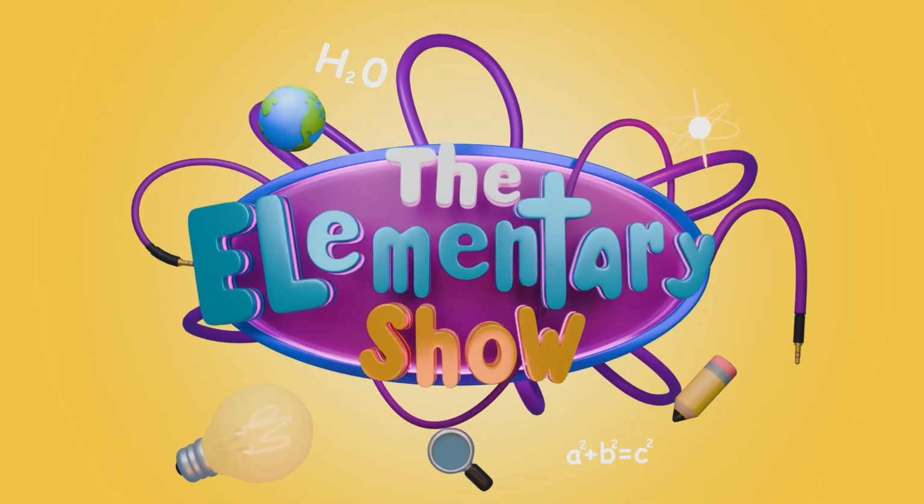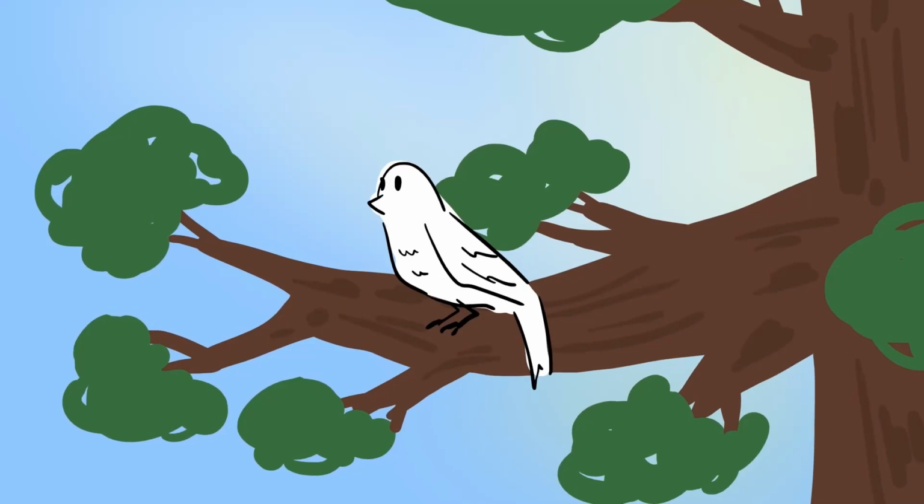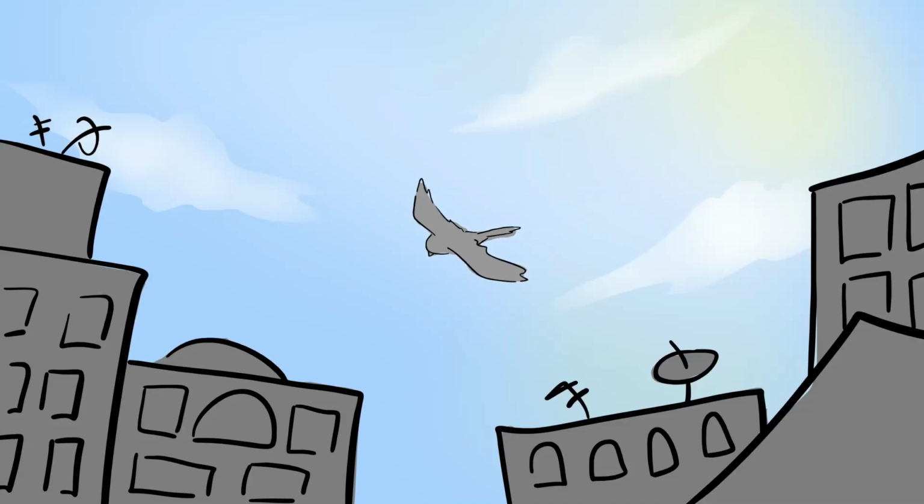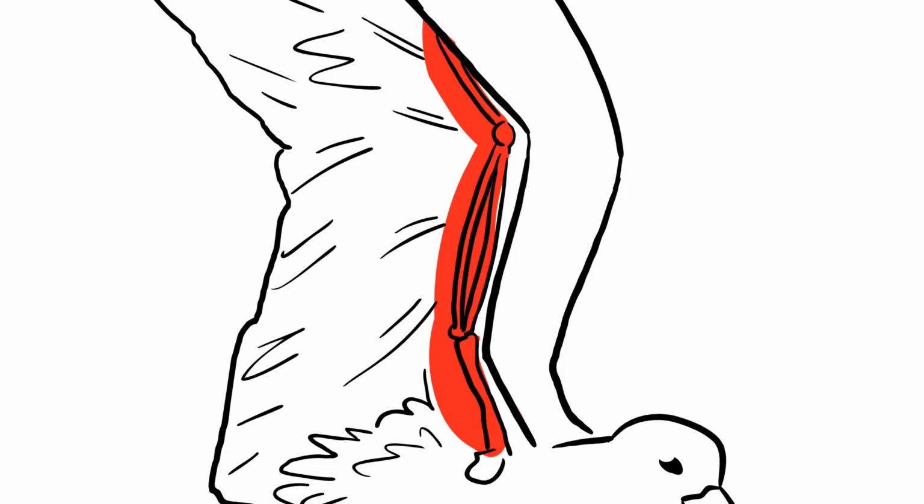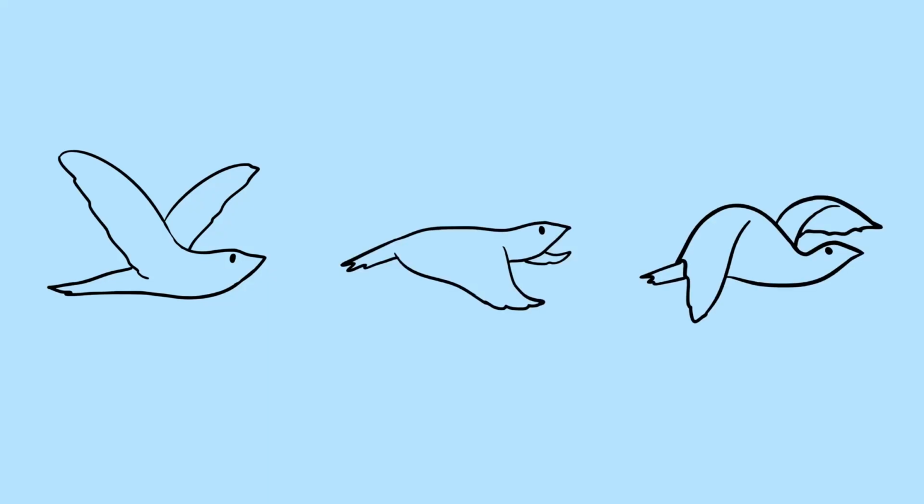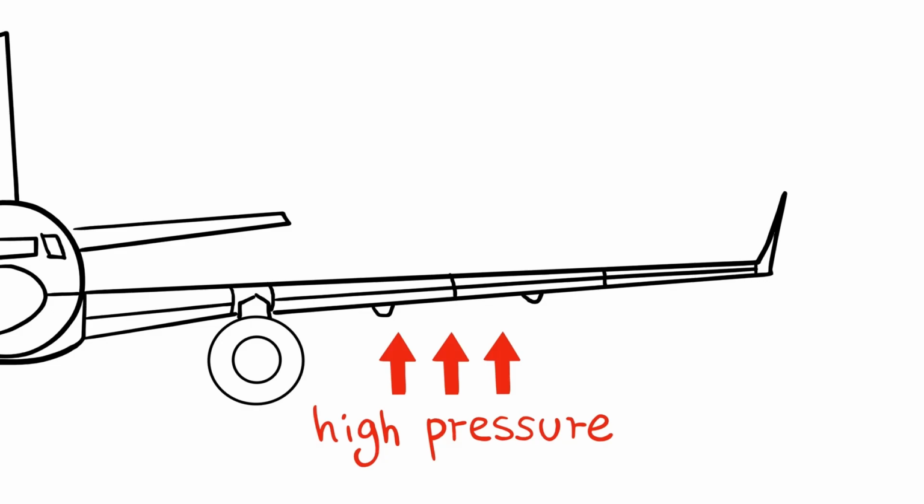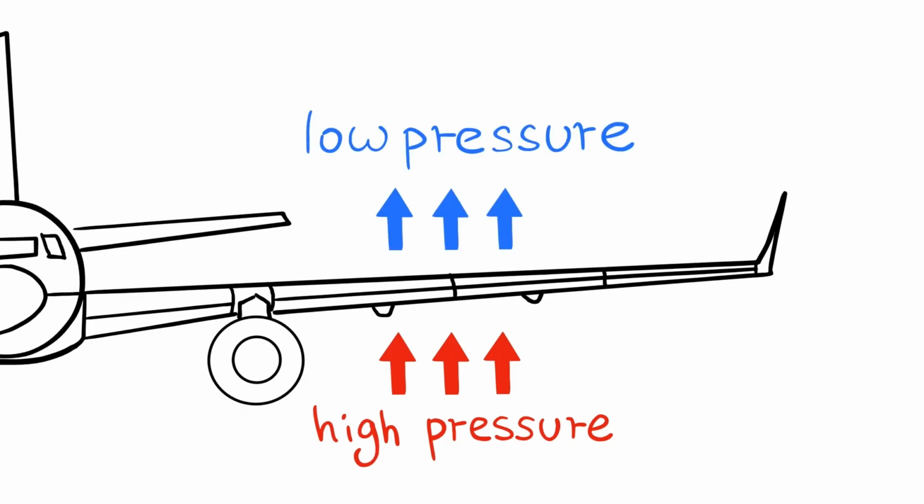The Elementary Show. Why can birds fly? Have you ever wondered why birds can fly while we can't? Birds have strong wings and lightweight bones. Their wings create lift by pushing air downward, which helps them overcome gravity. Airplanes use the same principle. Their wings are designed to create lift, just like birds.